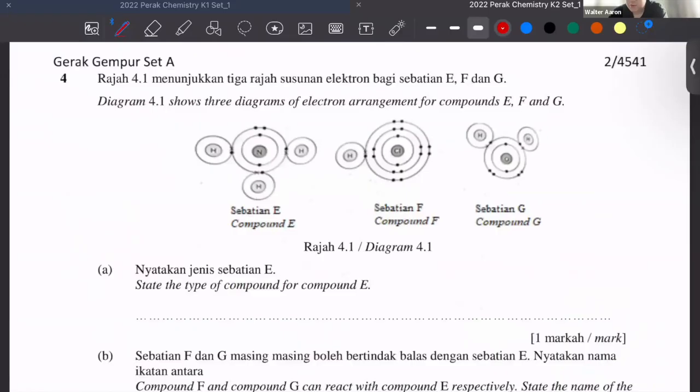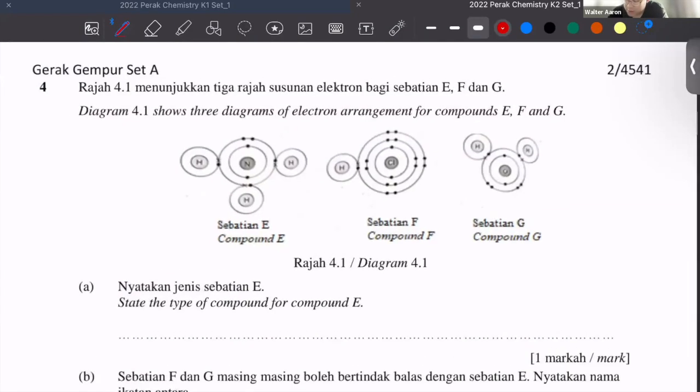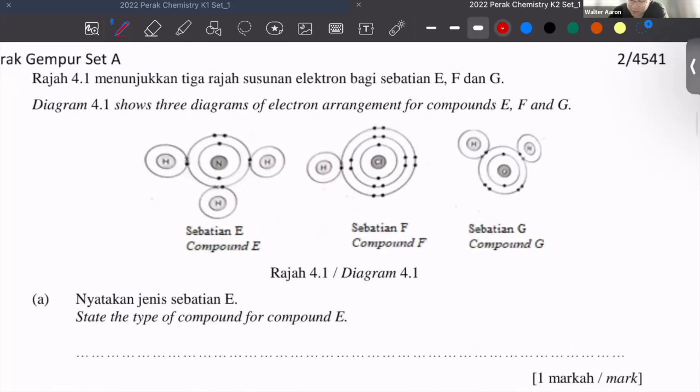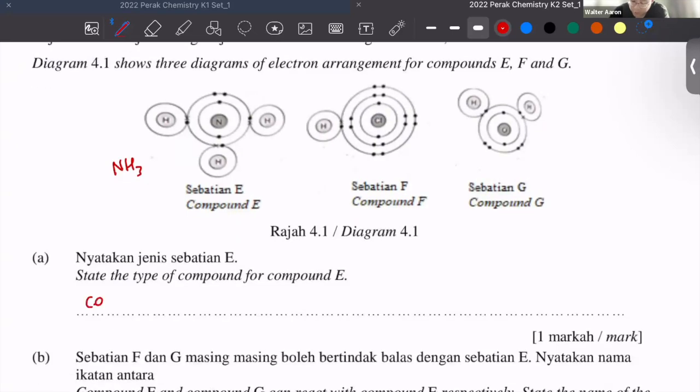4.1 shows 3 diagrams of electron arrangements of compounds E, F, and G. All right, they are all molecules. So state the type of compound for compound E. Compound E, if you see closely, is ammonia, and ammonia is made up of non-metals sharing electrons together. So therefore, it must be a covalent compound. So just put here covalent compound.